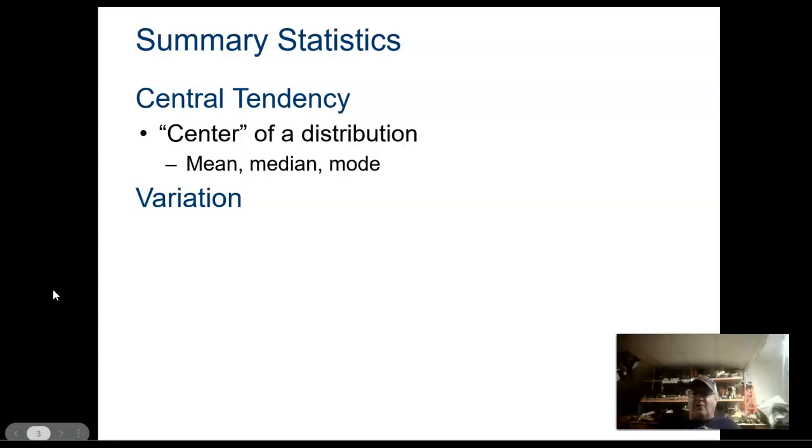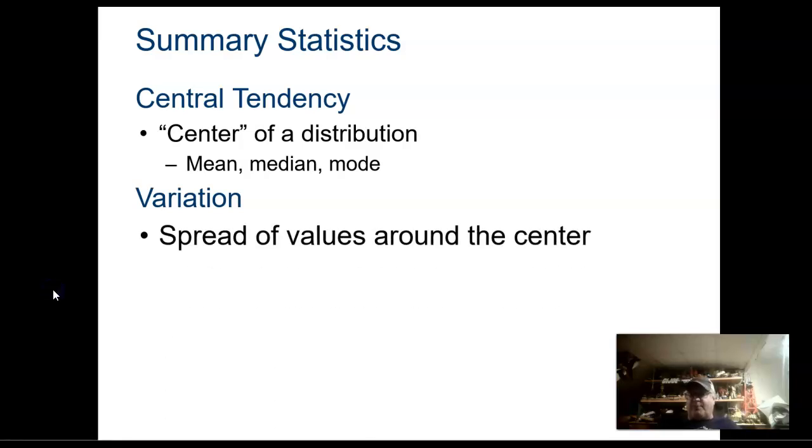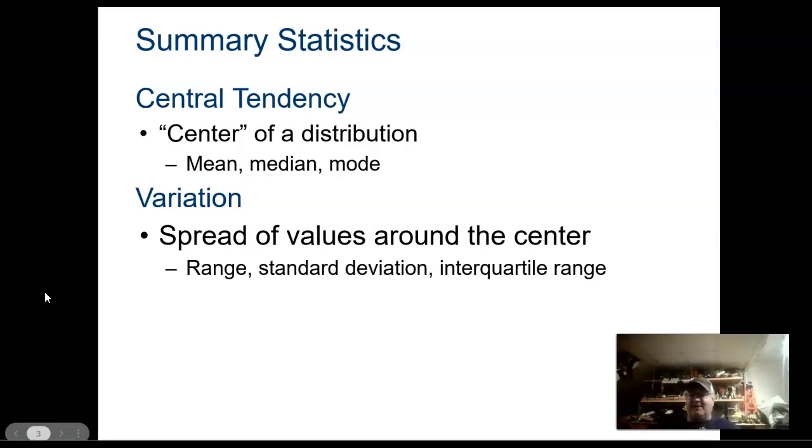Now, we also refer to what's called a variation. That's the spread of the values around the center. So we use the mean, median, or mode as the center of a distribution, and then the variation is how much the values spread around whatever the center actually is. When we talk about that, we talk about a range, a standard deviation, and an interquartile range as well.